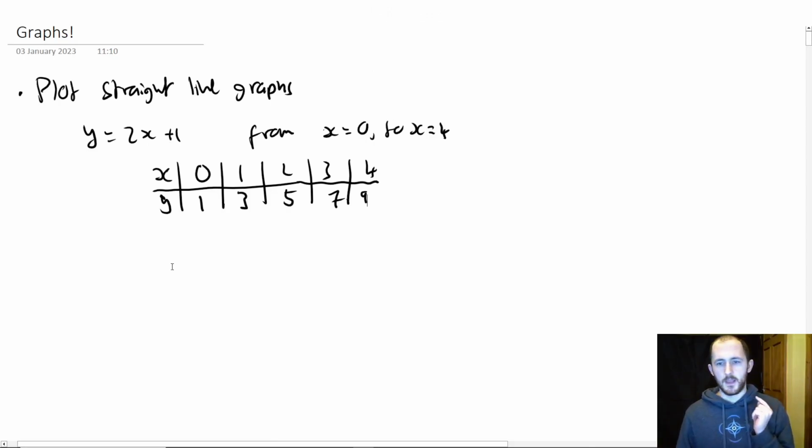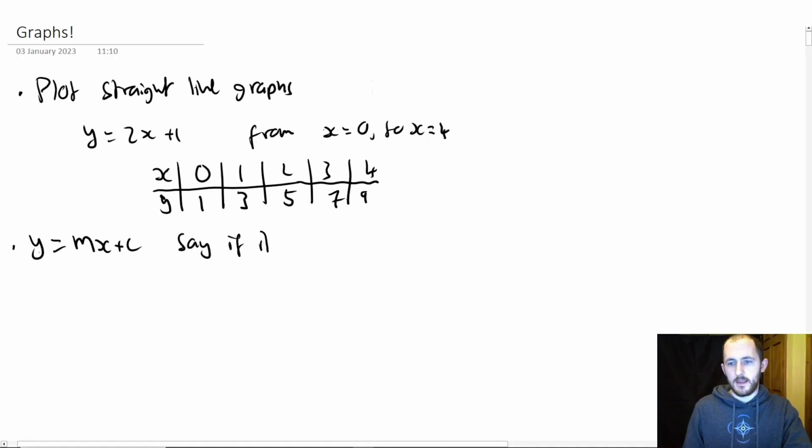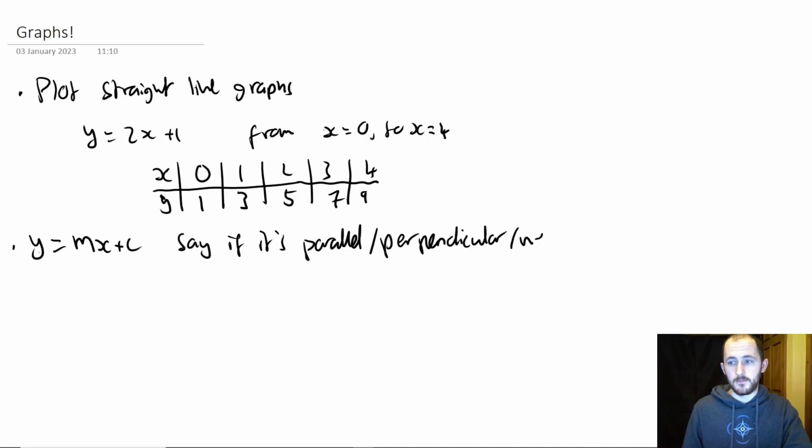Okay. The next two things are kind of related, so you need to be able to look at the y equals mx plus c, right, and say if it's parallel or perpendicular or neither to another line, right?